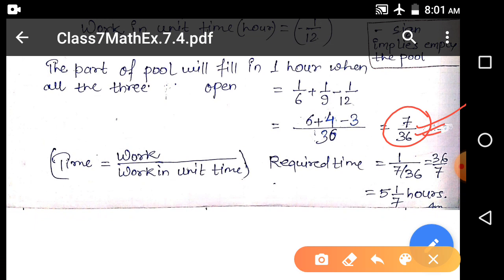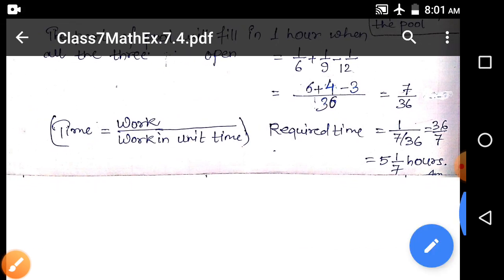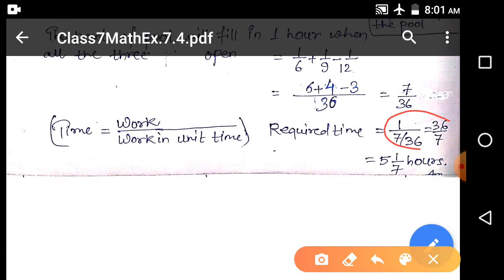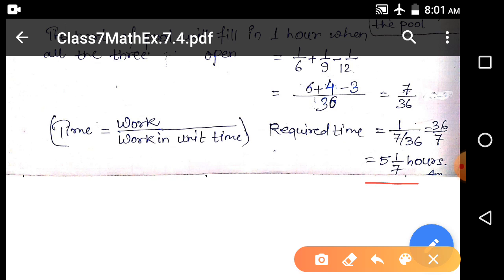This is the work done per unit time, and the total work to fill the pool is 1. So in order to find the time, work is given as 1 and work per unit time is 7 by 36. So we can use this relation and find the value easily. See what we get here. We get 36 by 7, which is equal to 5 whole 1 by 7 hours. It is the answer. So this completes the chapter. Thank you, class.